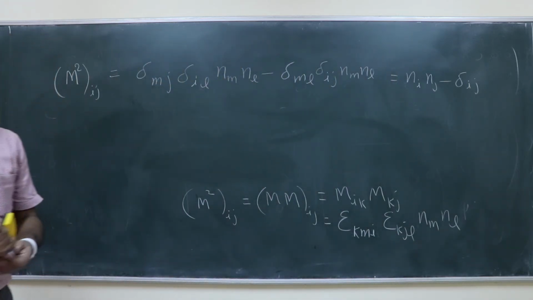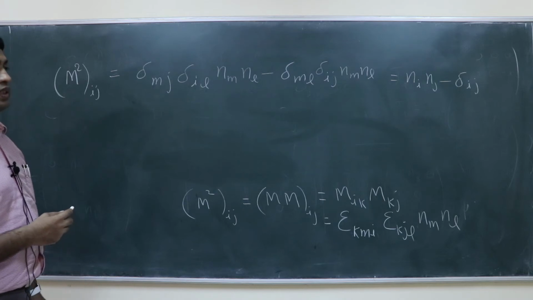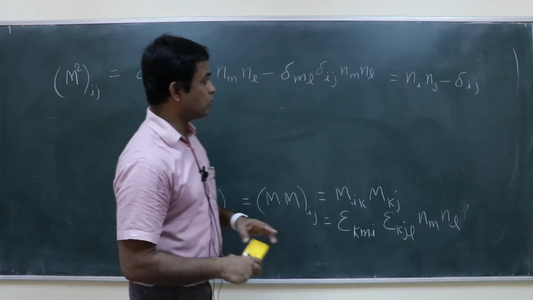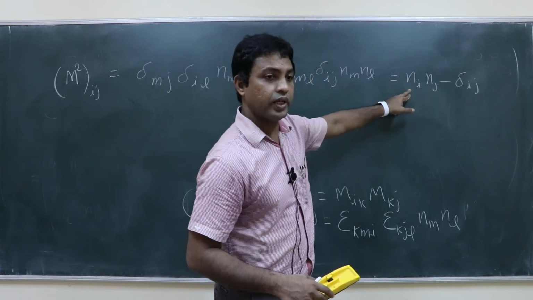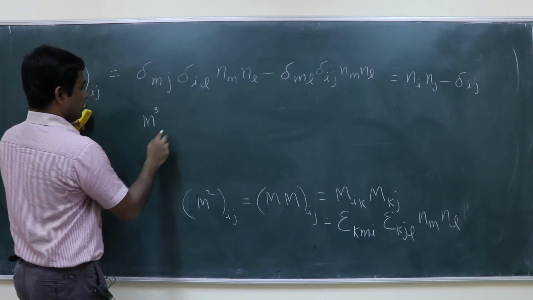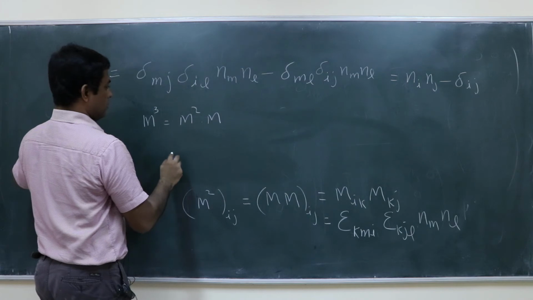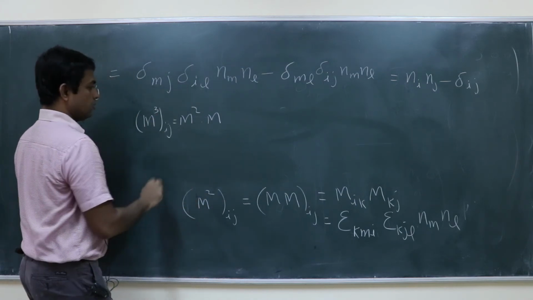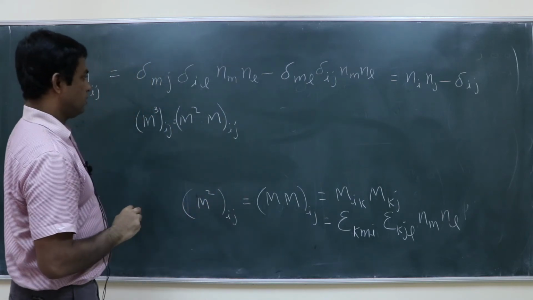So similarly you can find out m cube, and m cube is very easy. What you should do, you just multiply with the m here. So basically m cube is equal to m square into m. So the ijth component of m cube is equal to the ijth component of this, right?